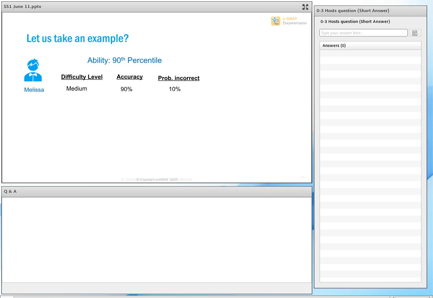Let's assume you are this guy who's a 90th percentile guy. If you're a 90th percentile guy, what it means is by definition your accuracy on medium questions is going to be 90%. Without having 90% or higher accuracy on medium questions, you can't be a 90th percentile guy. So if you're getting a medium question served to you in the first 10, you should be able to get it right the majority of the time if you follow the regular approach.